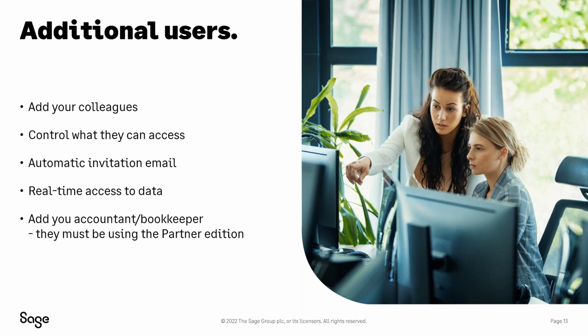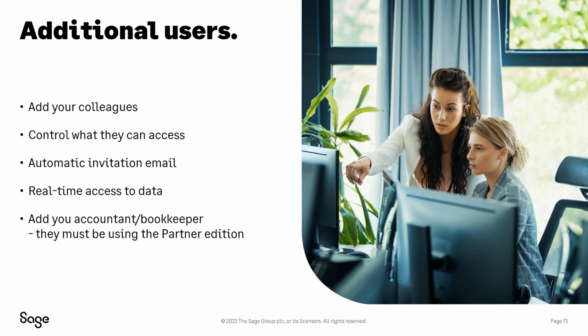Now you can set them up. You can control what areas they can and can't access. When you set them up, the software will fire out an automated invitation email. So it sends that out. It'll be along the lines of, you've been invited to access the accounts of such and such a company. Click here to complete the process of setting up your logon. And everyone who has access to Sage Accounting will have real-time access.